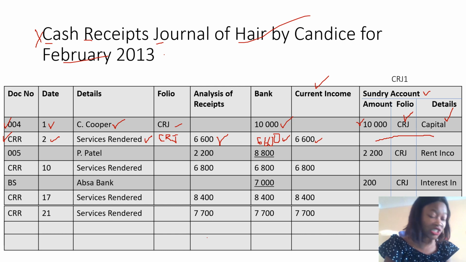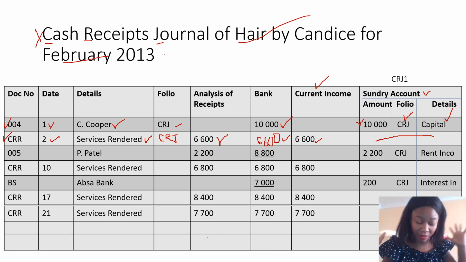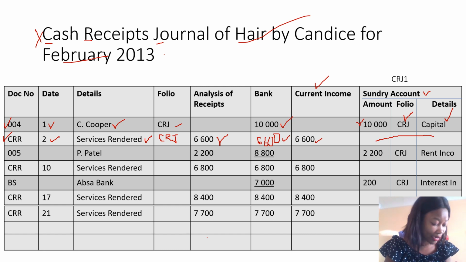The next transaction, still on the very same day, received rent income from P. Patel for renting out a small room at the back of the building for 2,200, and then we issued Mr. Patel with receipt number 005. Document number there, our receipt is 005. The date is the 2nd.